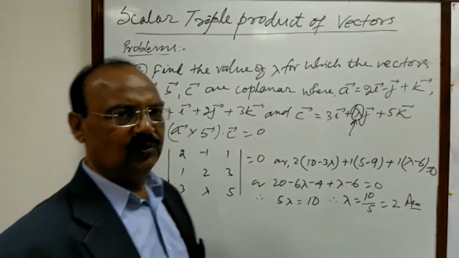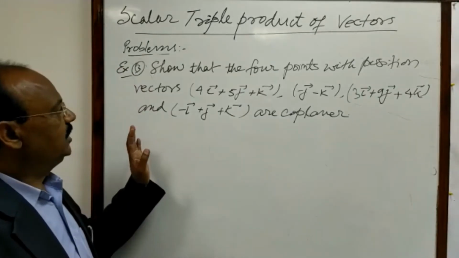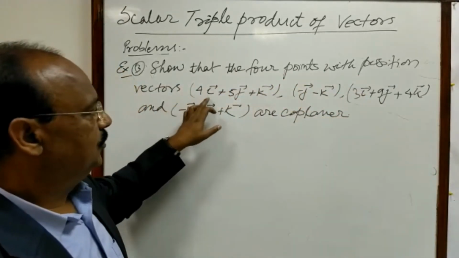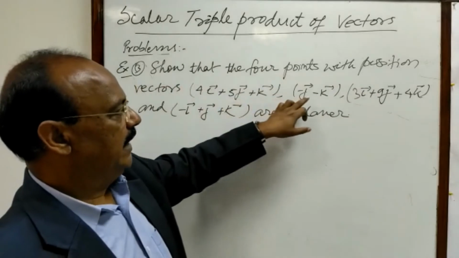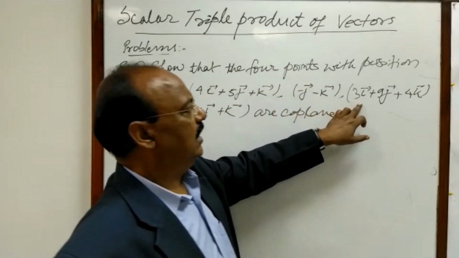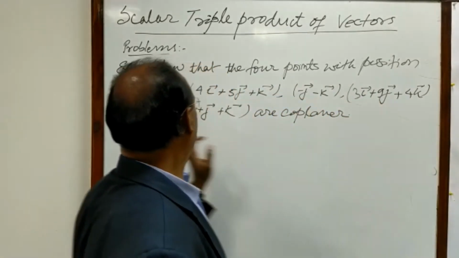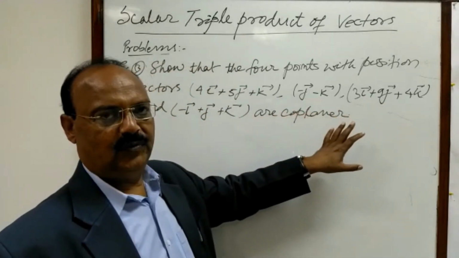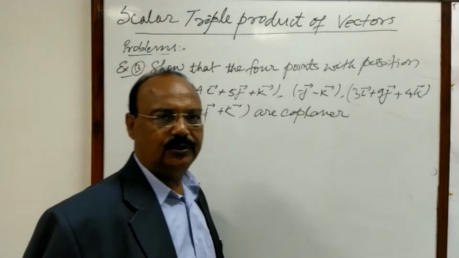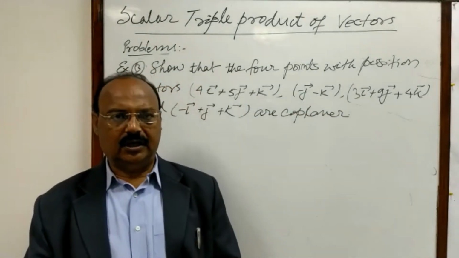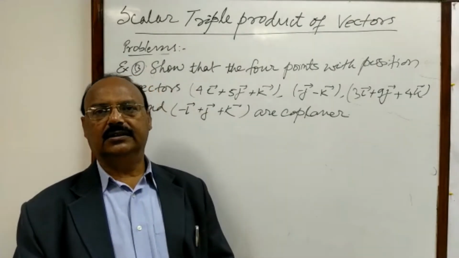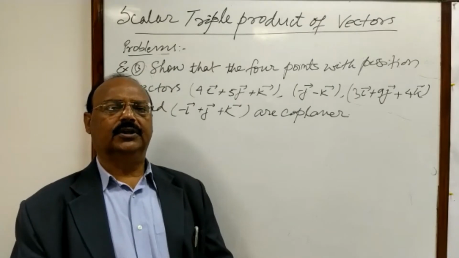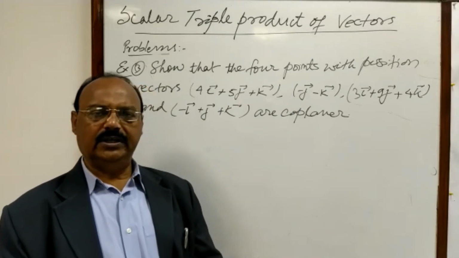Now we'll see one more important question. So this question is to show that the 4 points with position vectors 4i plus 5j plus k, minus j minus k, 3i plus 9j plus 4k and minus i plus j plus k are coplanar. So here also we have to show that the scalar triple product of these 3 vectors will be 0. Then these 3 vectors which are formed with the help of 4 given points will be coplanar.